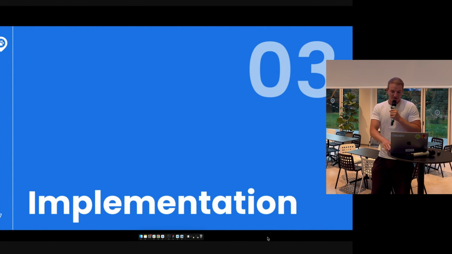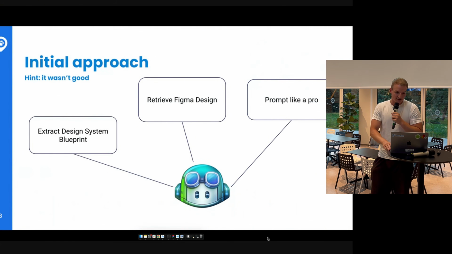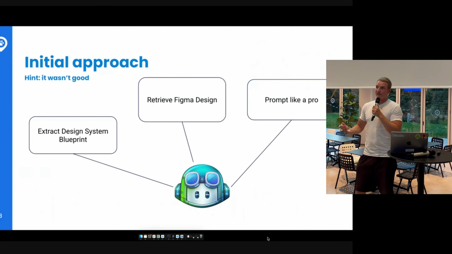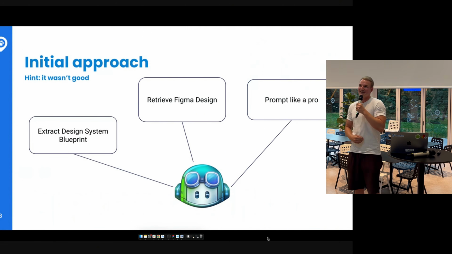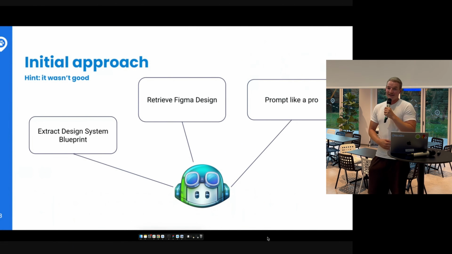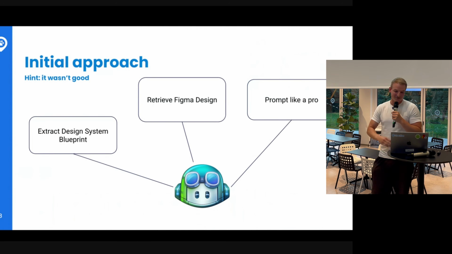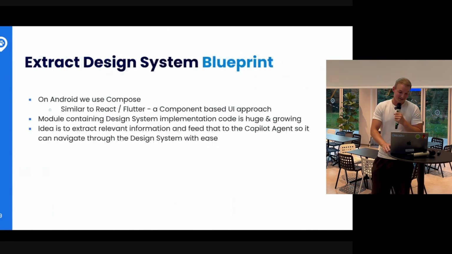And as a first base for implementation, I thought my initial approach would be extracting a blueprint from our whole design system. So it's basically built in its own module in the app and consists of many different files and constantly evolves depending on what our designers think is the new stuff. And then as a second step, retrieve the Figma design. And as a third step, prompt like a pro, hopefully, to get it all to work, tie it all together, feed it into Copilot, and generate everything. That was my initial approach.